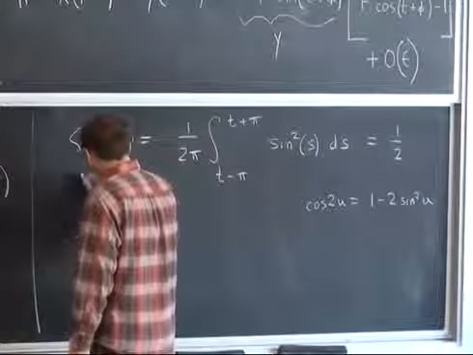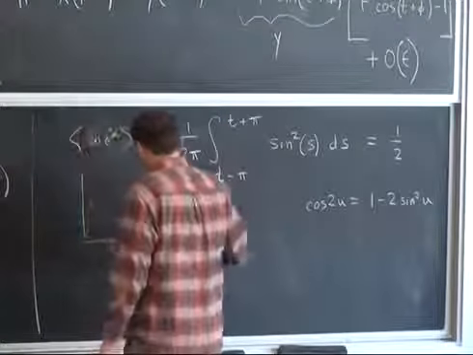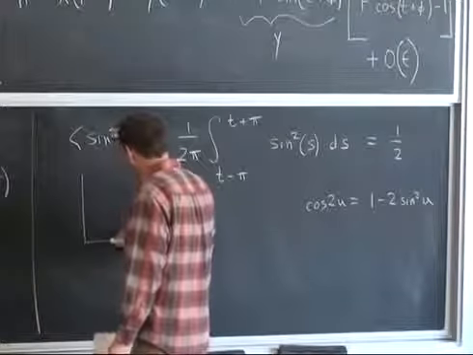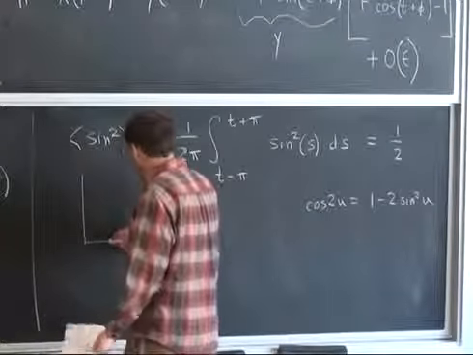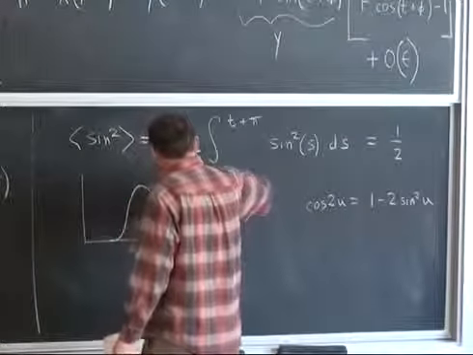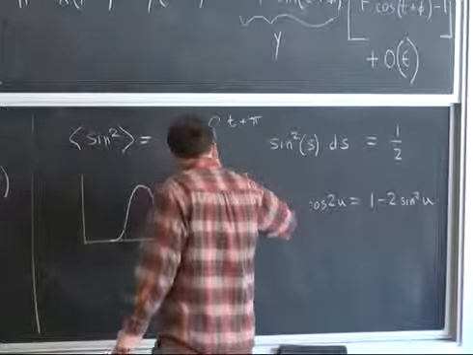So what does sine squared look like? Let's suppose we started it at a place where it's 0. That is like, and sine squared is a function that's never negative, and it just goes like this.